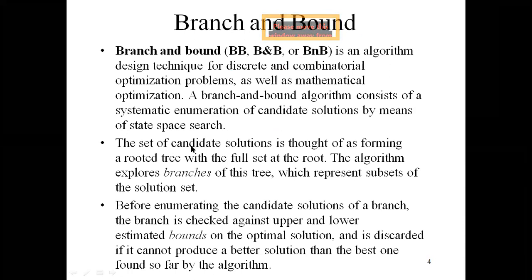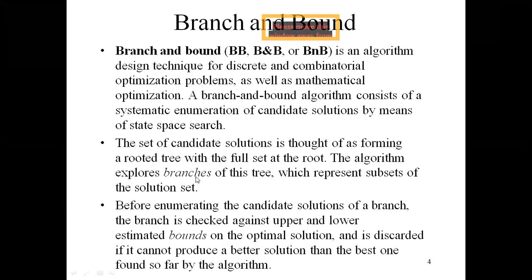Okay, the set of candidate solutions is thought of as forming a rooted tree. A rooted tree is formed with the full set at the root. So the algorithm explores branches of this tree. We are exploring the branches, which represent the subsets of the solution set. So we are constructing a state space tree, and in that we are exploring the branches of this tree. When you consider the path, we can say that is a subset of the solution set.